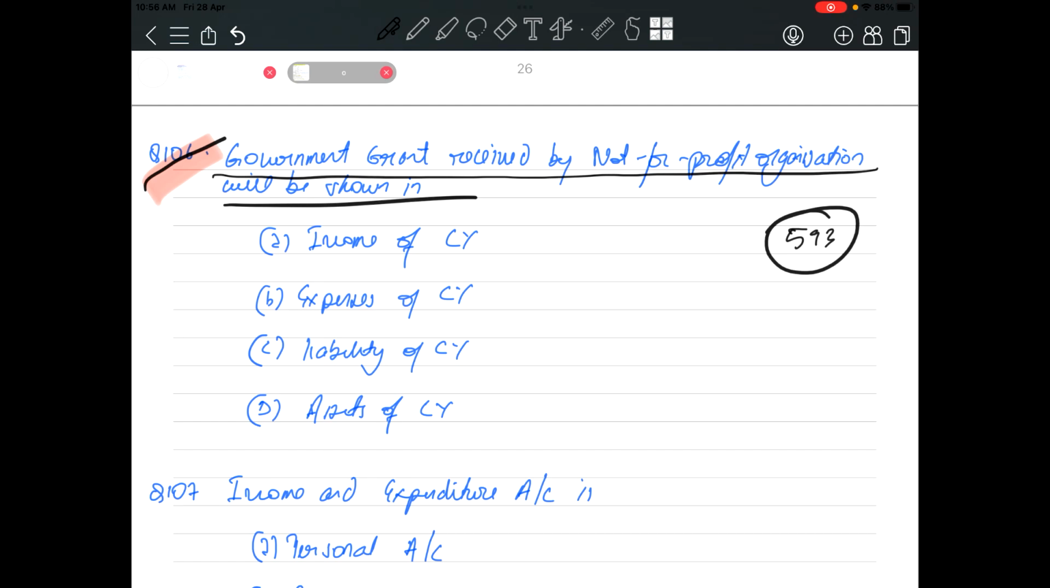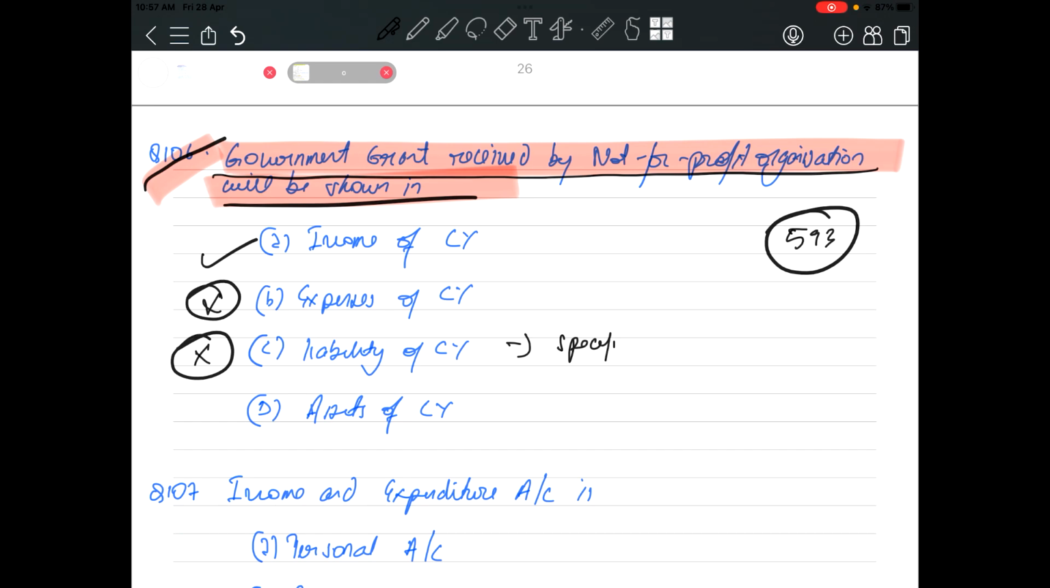Now what will be the answer of this question? Let's read the question again. Government grant received by a not-for-profit organization will be shown in income of current year. Will it be income of current year? Yes, I guess this option is right. Expense, will it be expense of current year? No. Will it be liabilities? No, because only a specific grant is a liability, but the question has just said government grant. So we will assume it to be a normal grant, a general grant for day-to-day expenses.